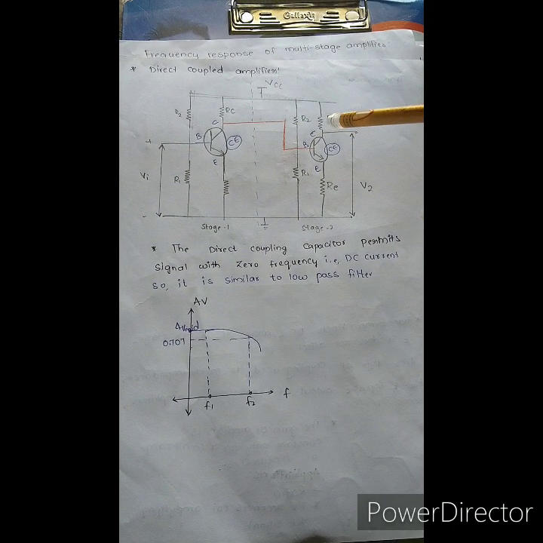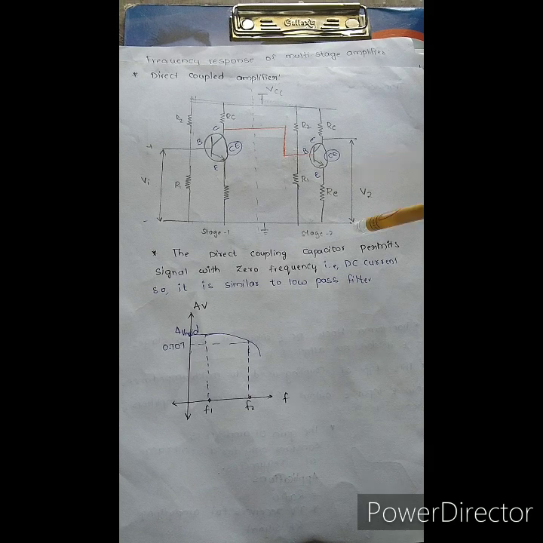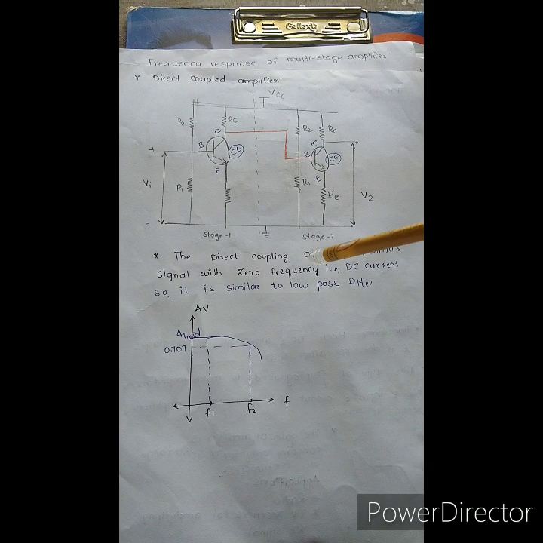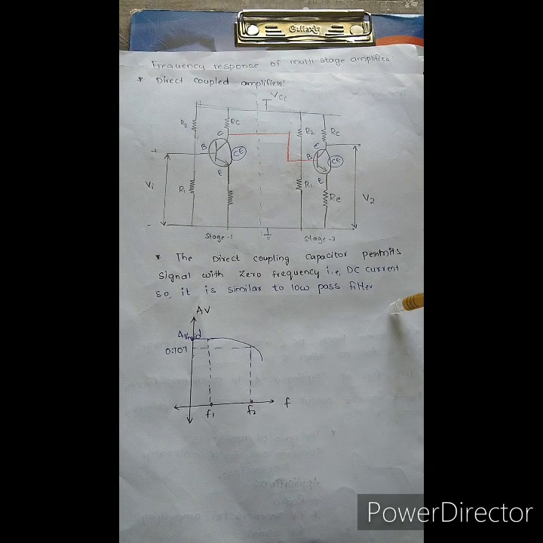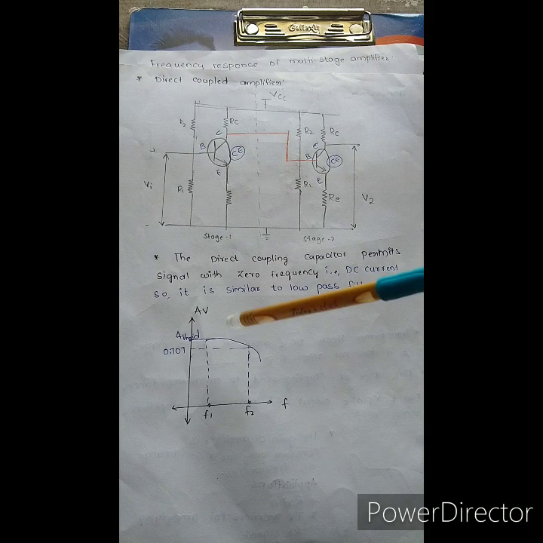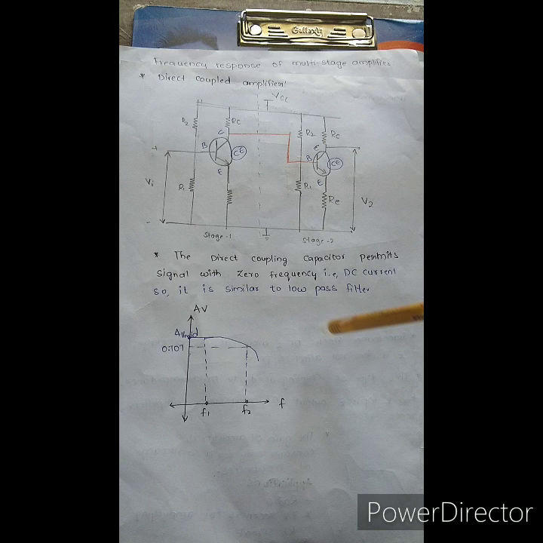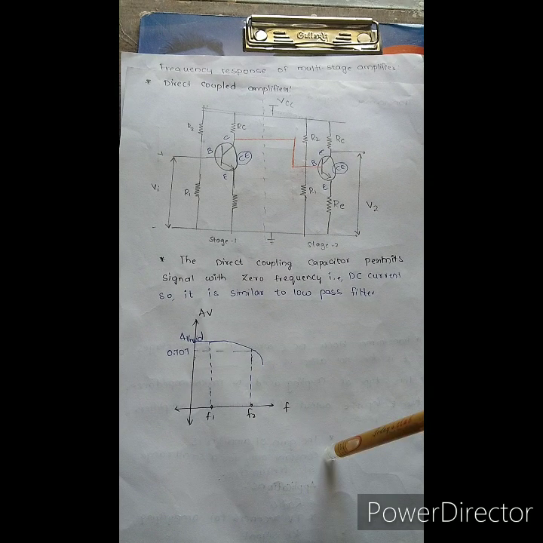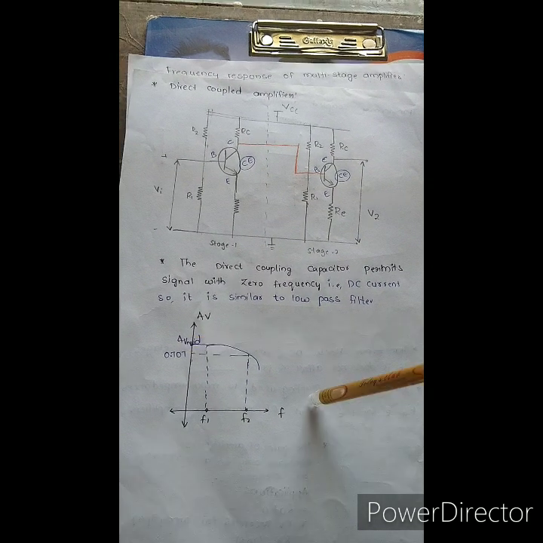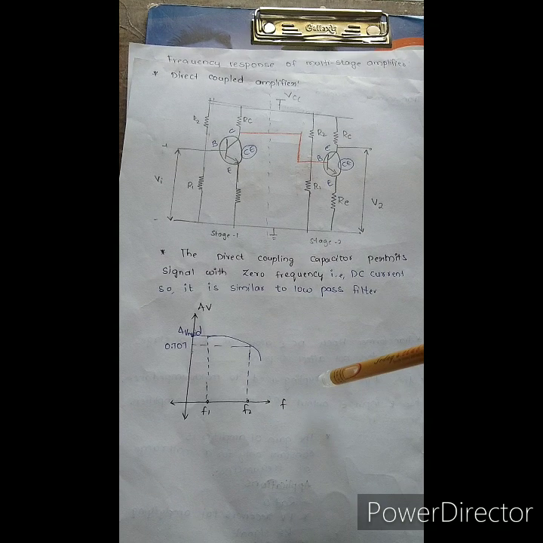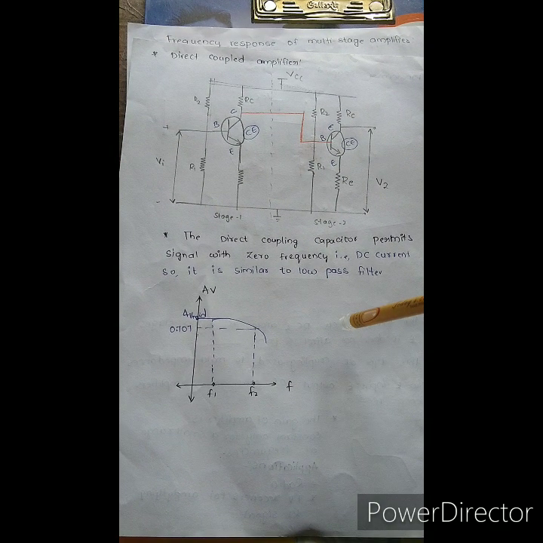The DC current has zero frequency, friends. The direct coupling permits signals with zero frequency, that is DC current, so the Q point will be affected. The frequency response will be similar to a low pass filter, friends. This is the small topic about coupling schemes.